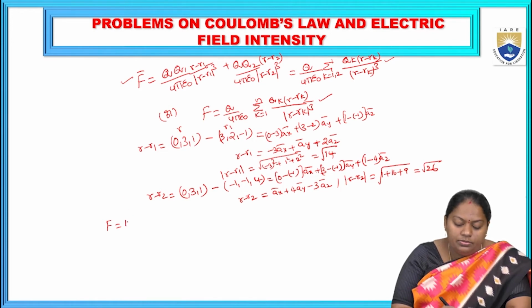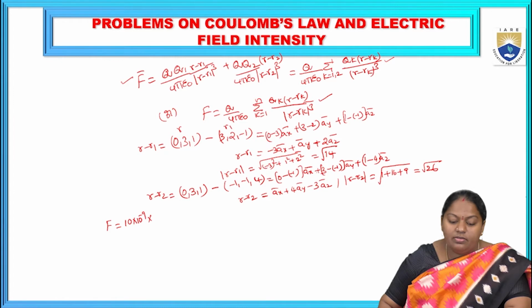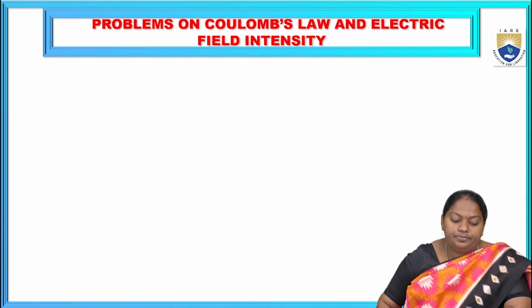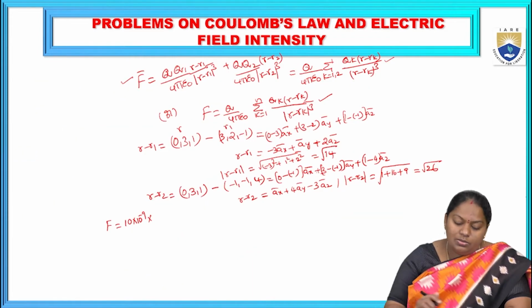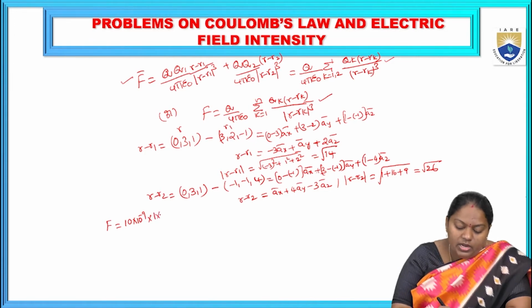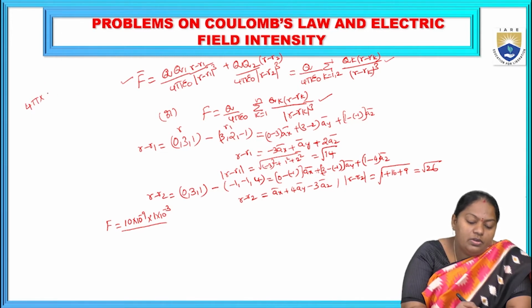10 nanofarads, that is 10 into 10 power minus 9, into, and the first two point charges are given as Q1 and Q2. See here, Q1 equal to 1 millicoulomb and Q2 equal to minus 2 millicoulombs. Right? So substitute in place of Q1 by 1 millicoulomb, 1 into 10 power minus 3, by 4 pi epsilon naught. In order to write this 4 pi epsilon naught value, as we know, epsilon naught is 8.854 into 10 power minus 12 farad per meter.